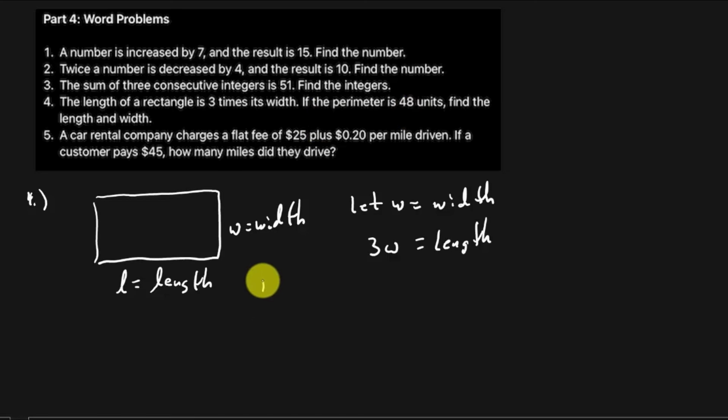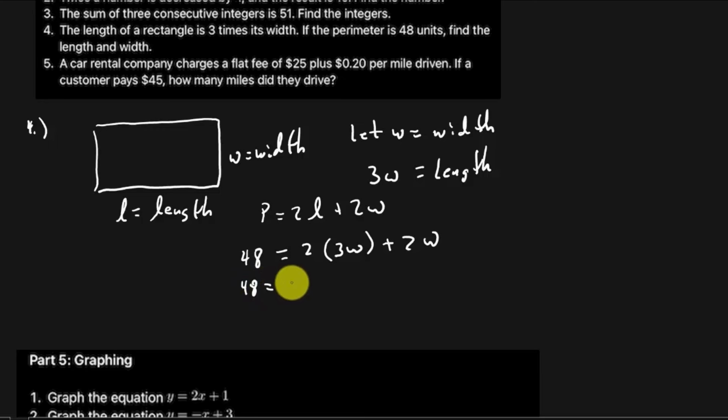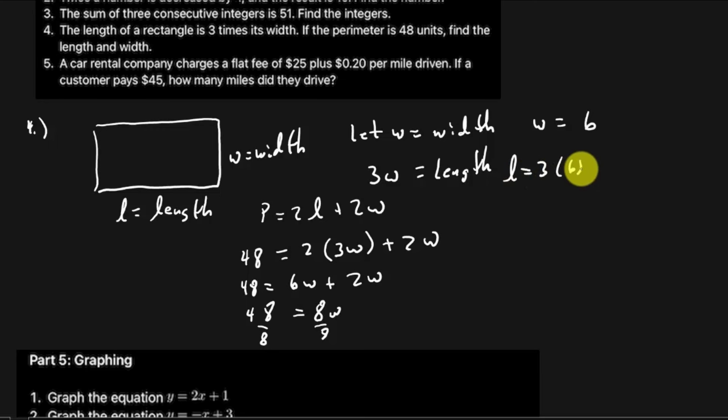We know the perimeter of a rectangle is twice the length plus twice the width. So 48 is equal to twice the length, 2 times 3W, plus 2 times the width, W. I get 48 equals 6W plus 2W, so that's 8W equals 48. Divide by 8, I get W equals 6. That means the length is 3 times 6, which is 18. So this is 6 by 18. They don't give us units, so it's 6 by 18 feet, meters, whatever it is.